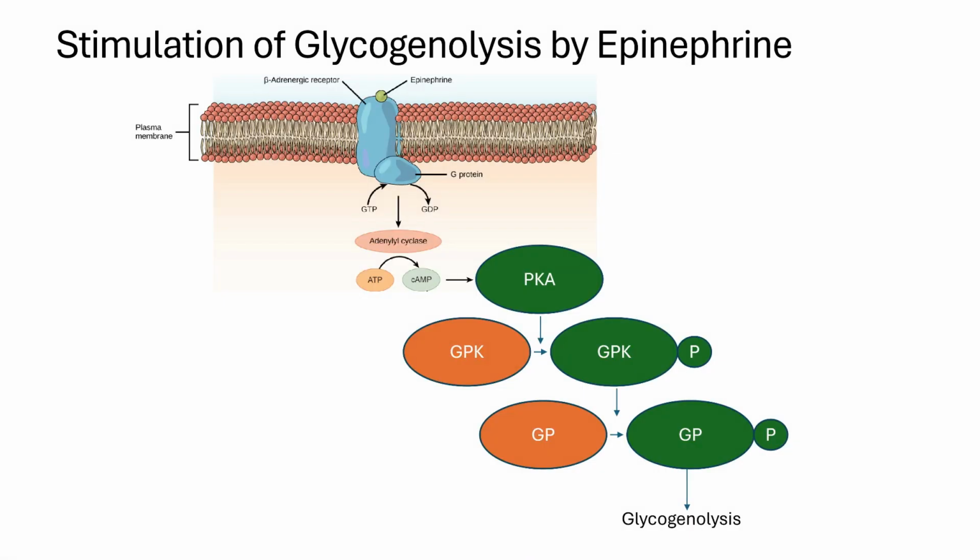When epinephrine binds to beta-adrenergic receptors on the cell surface, the G protein activates the enzyme adenylyl cyclase. Adenylyl cyclase produces the second messenger cyclic AMP. Cyclic AMP activates protein kinase A, abbreviated PKA. PKA phosphorylates and activates glycogen phosphorylase kinase, abbreviated GPK. GPK then phosphorylates and activates glycogen phosphorylase, the enzyme that breaks down glycogen, releasing glucose in the process known as glycogenolysis. Glycogenolysis in the liver releases glucose to enter the blood.